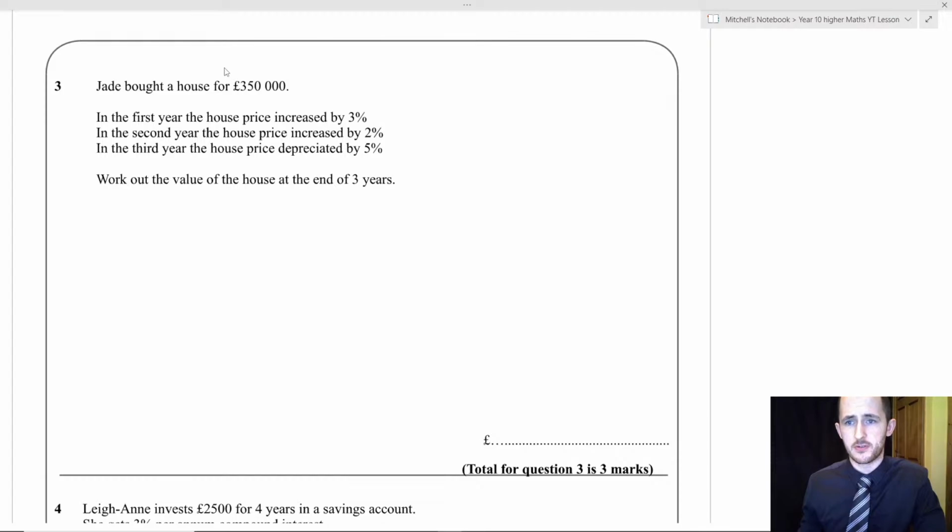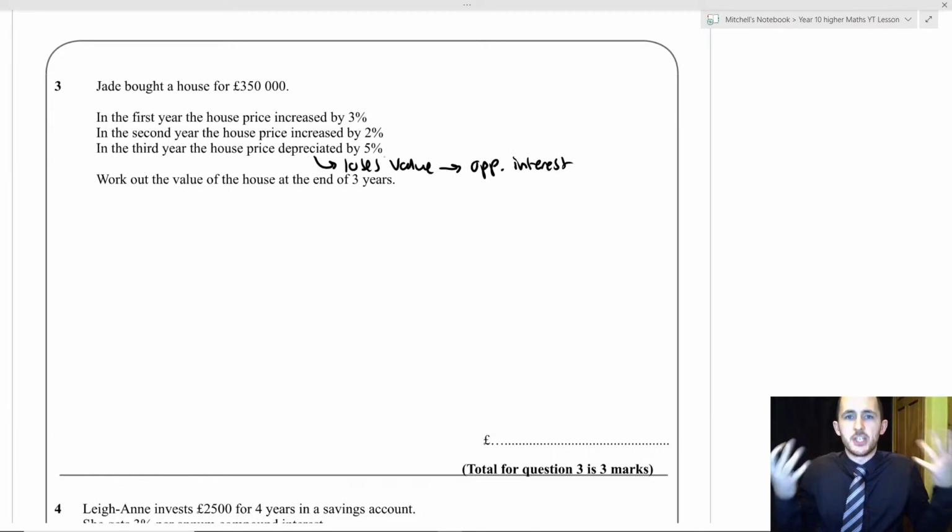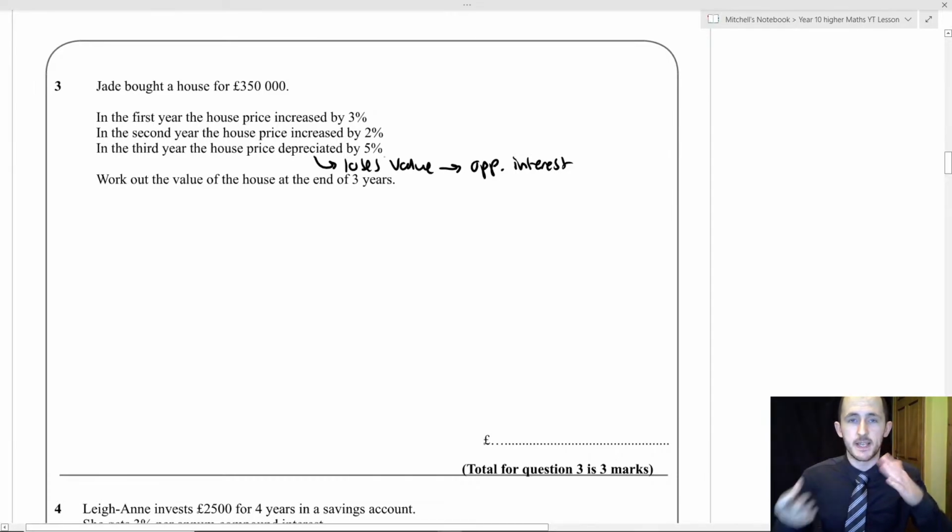So we have a house for £350,000, okay? First year, it increased by 3%. Then it increases by 2%, again in the second year. Then it decreases by 5%. When something depreciates, it means it loses value. So in this case, you can think of it as the opposite to interest. Depreciate in general means to lose value. So instead of it being interest, it's depreciation. Okay? Work out the value of the house at the end of 3 years.